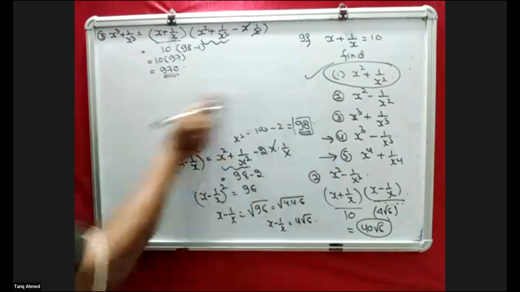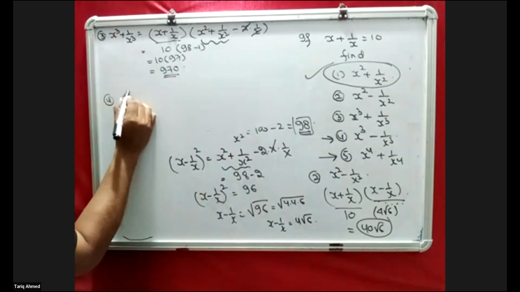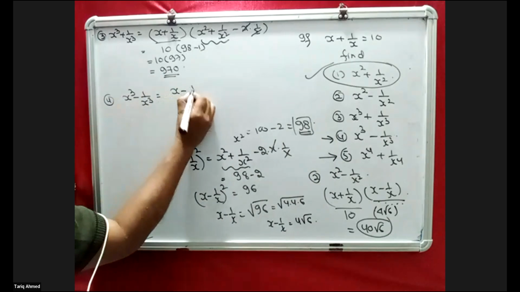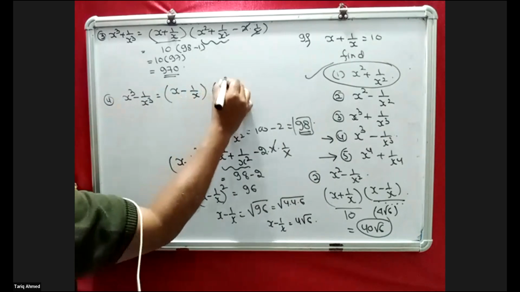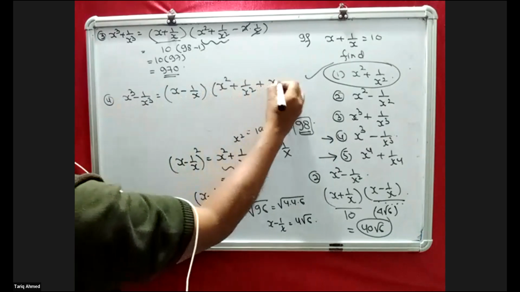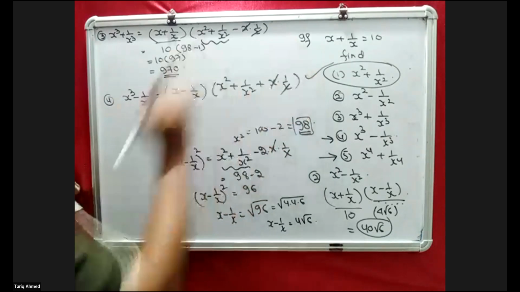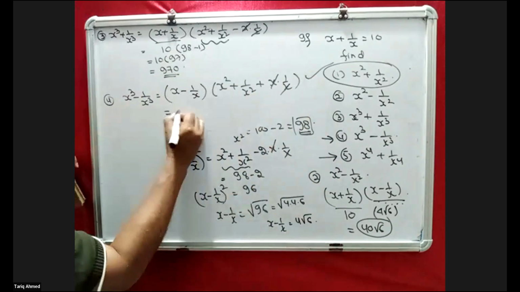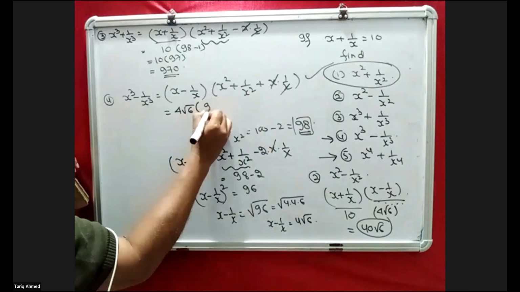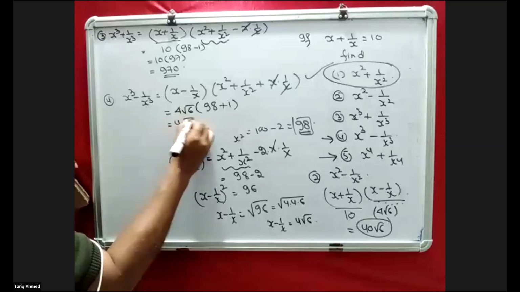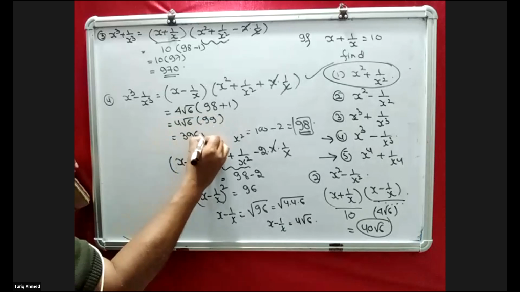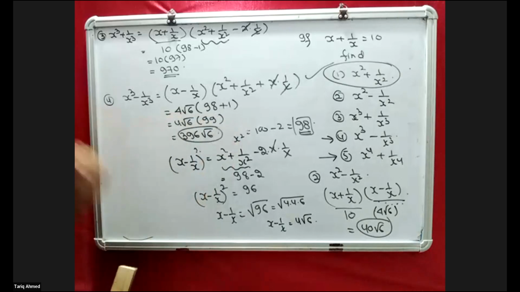The next one, the fourth one, x cube minus 1 by x cube. Again, we have to use the identity. (x minus 1 by x), then x square plus 1 by x square plus ab, x into 1 by x. It will cancel, so 1 will remain there. We have already found the value of x minus 1 by x. Put it here. Its value 98, then plus 1, 4 root 6 into 98 plus 1, 99. So this is 396 root 6. We get the value of x cube minus 1 by x cube.